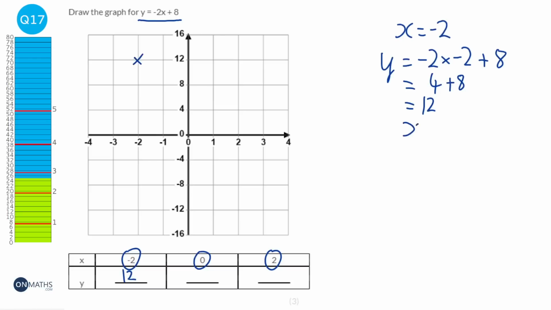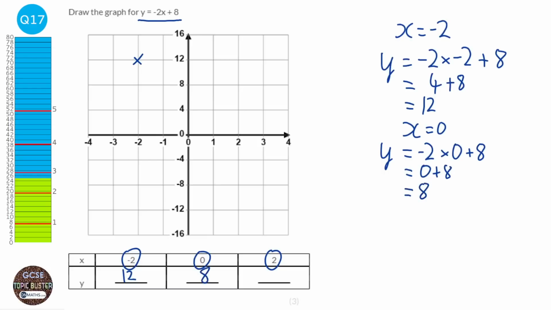Then we're going to put in x equals 0. So it's going to be y equals minus 2 times 0 plus 8. Anything times 0 is just 0, so it's just going to be 0 plus 8, or just 8. So it's going to be 0, 8 will be our next coordinate.